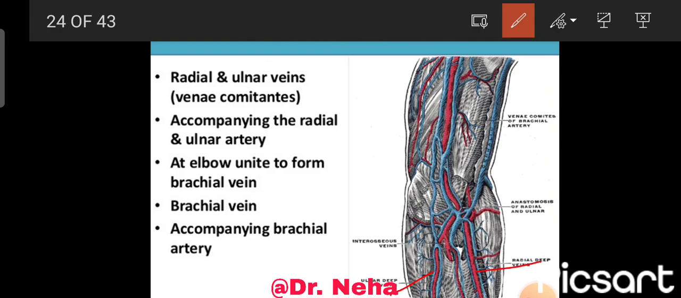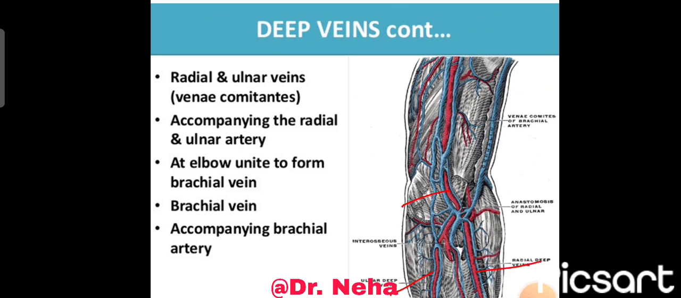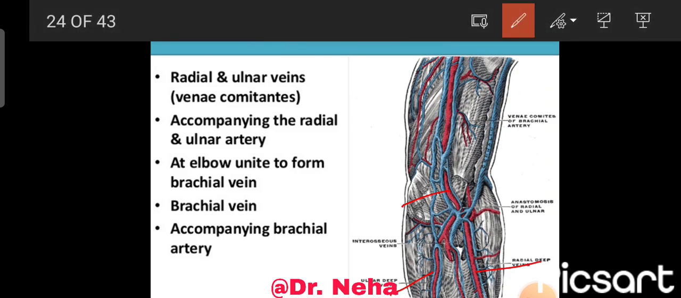At the elbow they unite to form the brachial vein. So here they form the brachial vein. The brachial veins accompany the brachial artery on both sides. So here we can see the venae comitantes of the brachial artery.